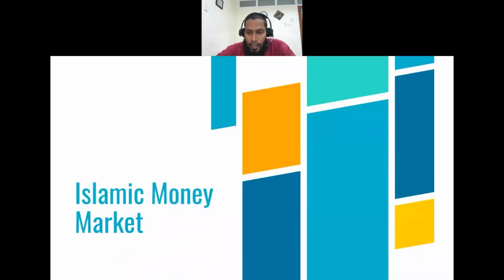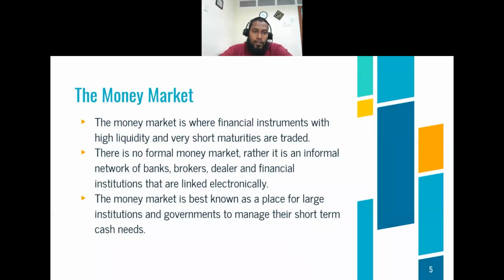So first let us talk about the money market. What is the Islamic money market all about? As you all know, the money market is very important for liquidity management. Usually in the money market, short-term financial instruments are traded that have a very short maturity and are very liquid to sell.